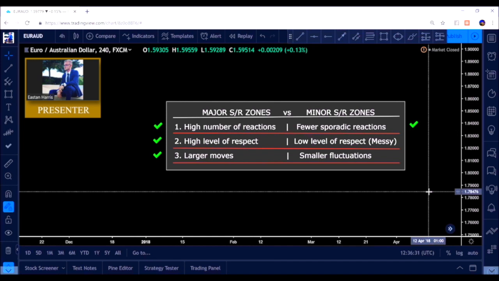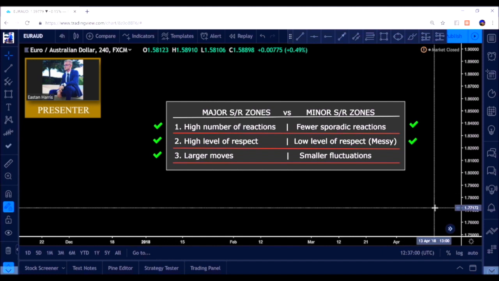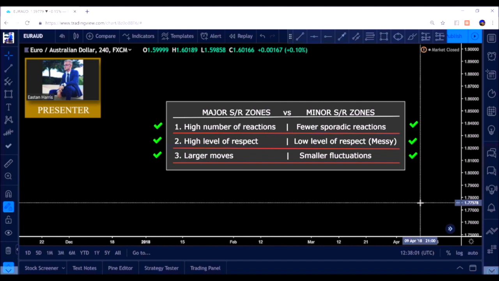Number two, minor zones hold a low level of respect. Price tends to get a little messy in this area, whipping back and forth. They're not as pretty as the major zones. And number three, these minor zones are going to have much smaller fluctuations. These aren't going to be large moves. These are small fluctuations. We're going to take a look at Euro Aussie on the 4 hour, and we're going to differentiate between these two.